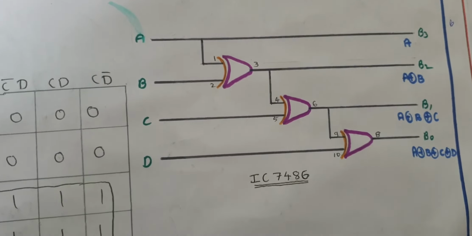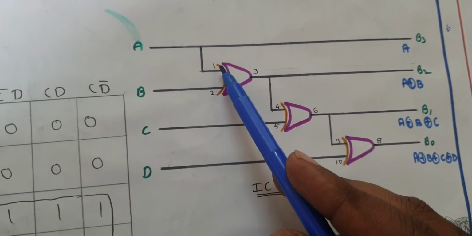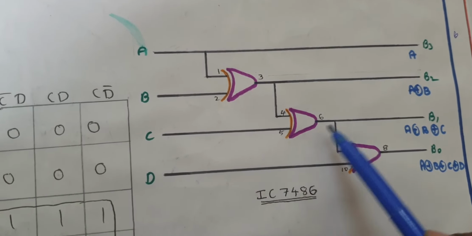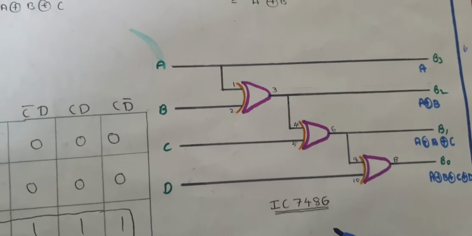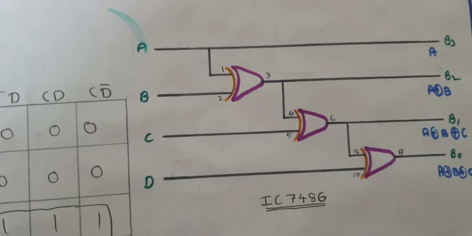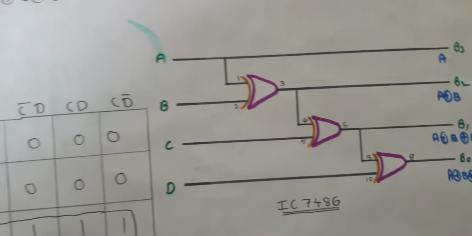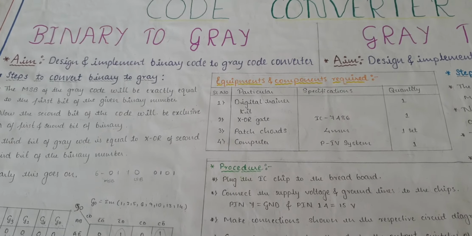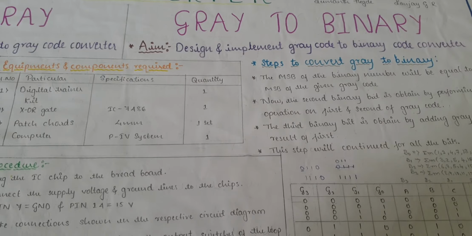The IC which I am using here is 7486. The pin numbers are as usual. Input is 1, 2, output is 3. 4, 5 is input, 6 is output. 9, 10 are input and 8 is output. This is the circuit for the gray to binary code converter. So this is all about your code converter. In this particular video, we have studied how to convert numbers from binary to gray and also from gray to binary. Thank you all.